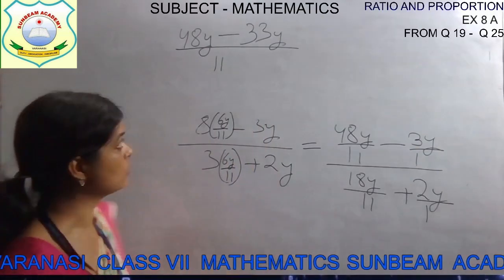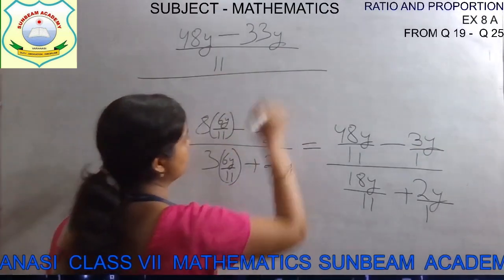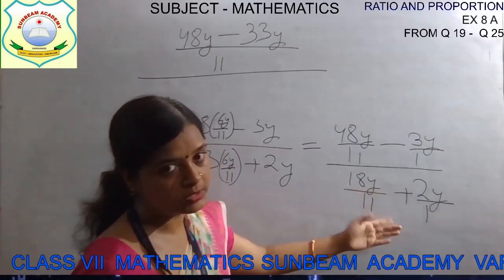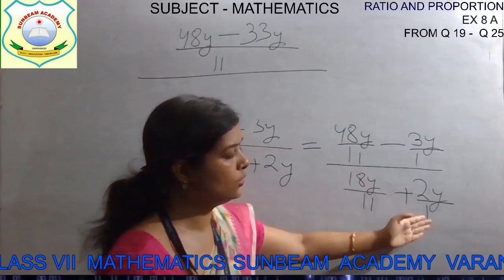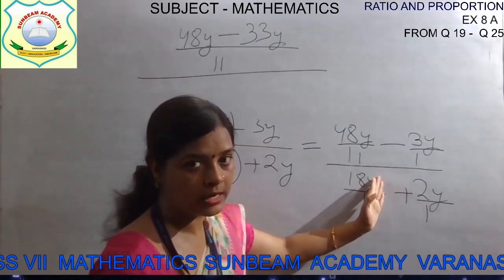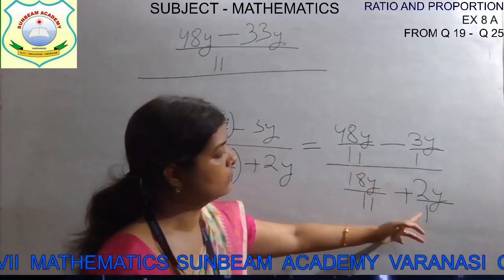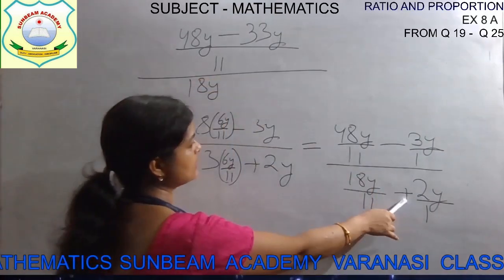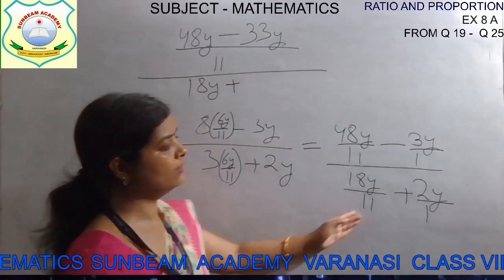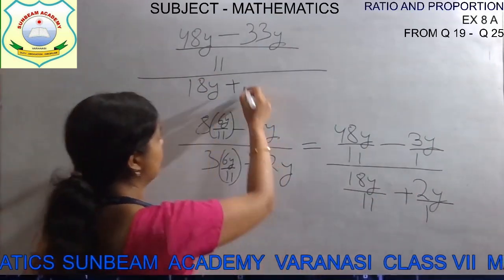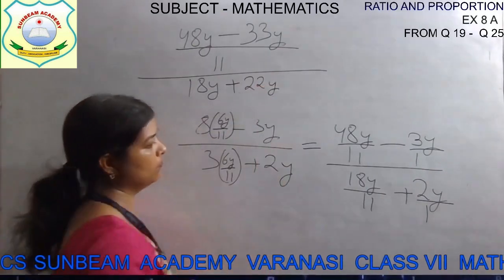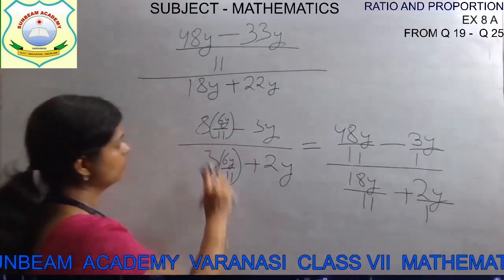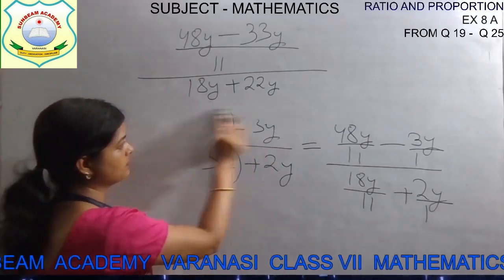Now let's solve the denominator. I am solving by cross multiplication. There are 2 terms, so we can easily solve it. 18 into 1: y is there, so 18 1s are 18y. Now the sign is plus. 11 2s are 22y, by 11 1s are 11. So I am erasing this. Okay.